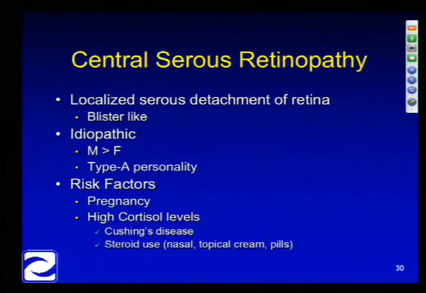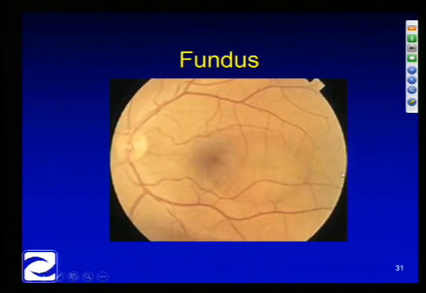Other risk factors include pregnancy and high cortisol levels, such as in patients with Cushing's disease or patients that are using steroids of any kind, whether they're nasal, topical creams, or pills. This is a patient with central serous retinopathy, and you might be able to see this kind of oval change in the macula. And you can see that the retinal vessels are kind of bowed here. They're lifted up off of the pigment epithelium. So this is an accumulation of fluid underneath the retina.